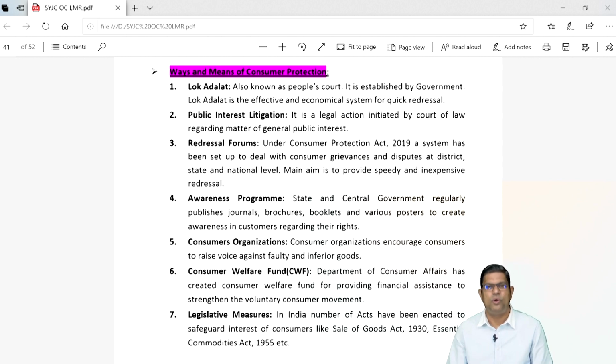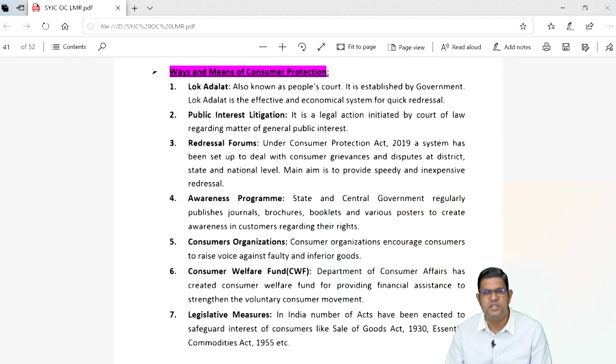Moving to the next one, it is called the Consumer Welfare Fund. Now, basically, it is a fund that has been created by the government, and using this fund, consumer awareness is created. So, the Department of Consumer Affairs has created a Consumer Welfare Fund. Department of Consumer Affairs means it's a government department. And this fund provides financial assistance to strengthen the voluntary consumer movement. So to strengthen the consumer movement and consumer protection, this fund will provide you money.